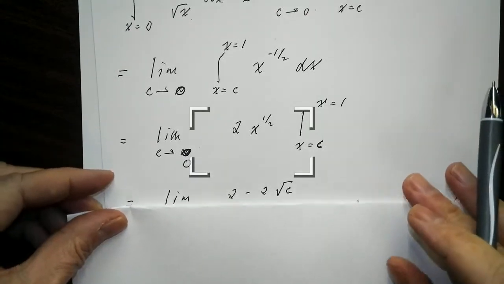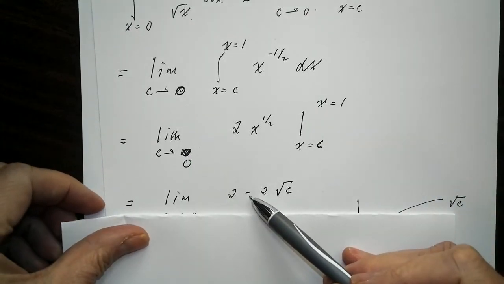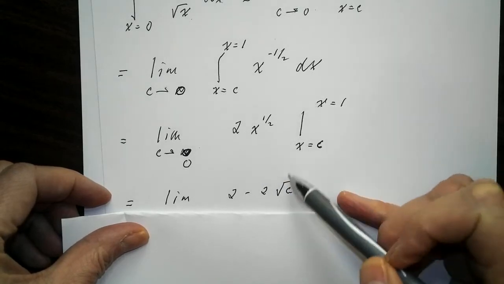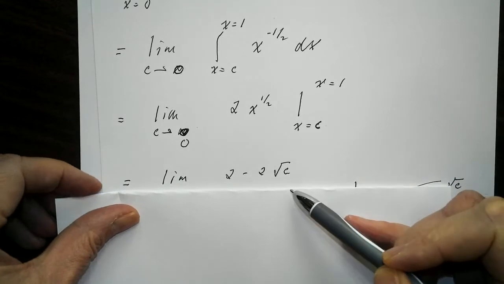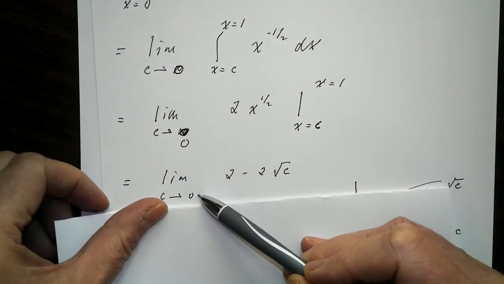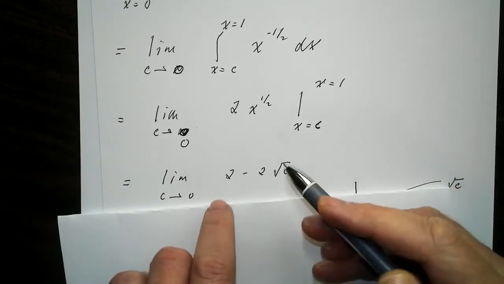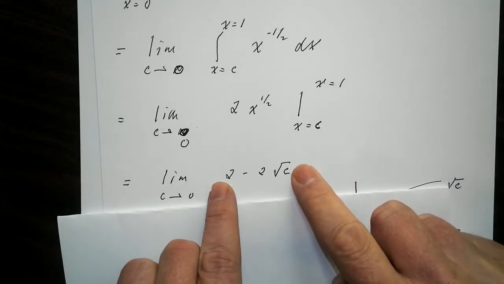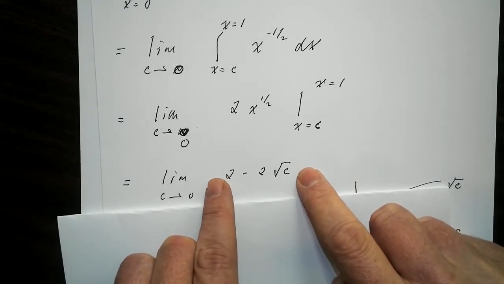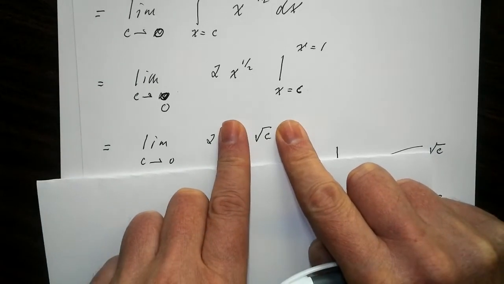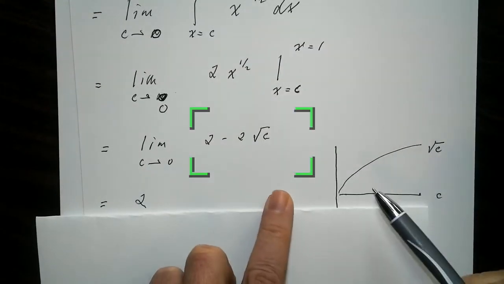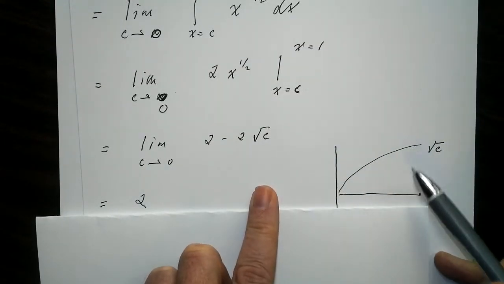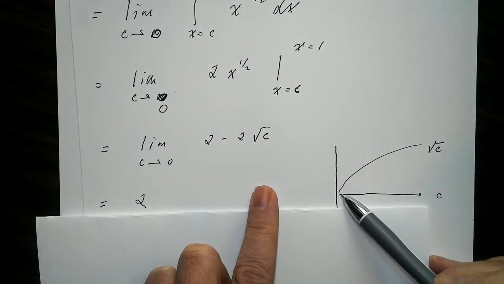If we substitute 1 in, we get 2 times the square root of 1. If we substitute c in, we get 2 times the square root of c. And we want to know what happens to this as c goes to 0. Now again, here's a situation. To get a handle on this limit, it's going to help us to take a look at a separate graph. I'm going to look at the graph of the square root of c, which is right over here. And I'm going to ask myself, what happens to the square root function as c gets closer and closer to 0?